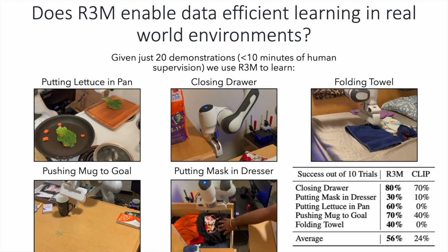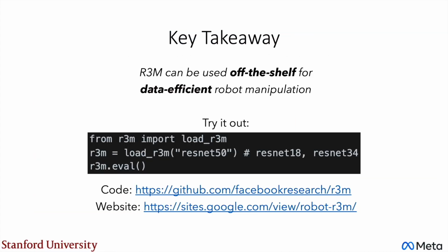Overall, our experiments suggest R3M can be used off the shelf for data-efficient robotic manipulation in visually rich real-world environments. R3M can be added to an existing robot learning stack with just a few lines of code, and code and pre-trained models are available at the links below.